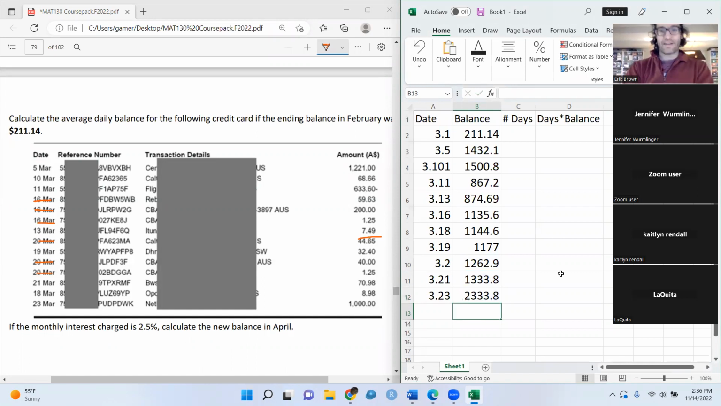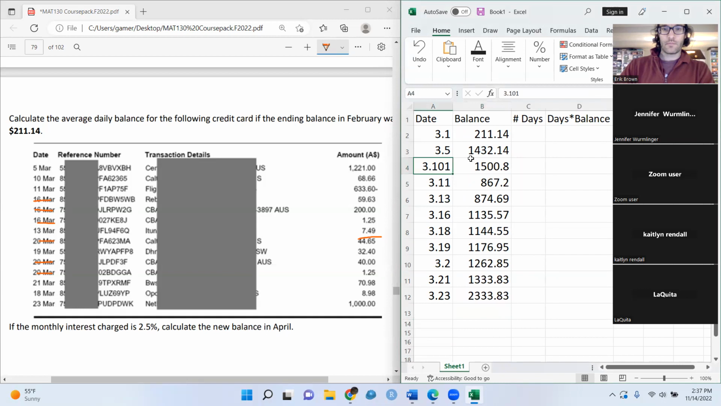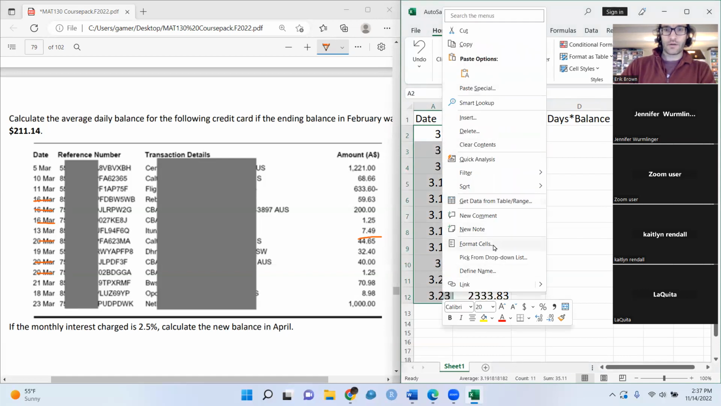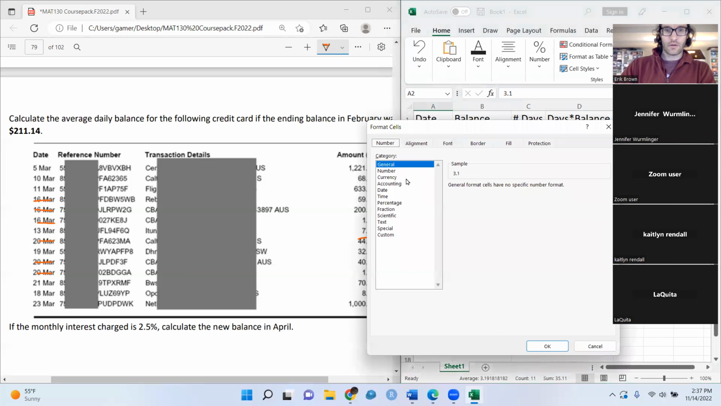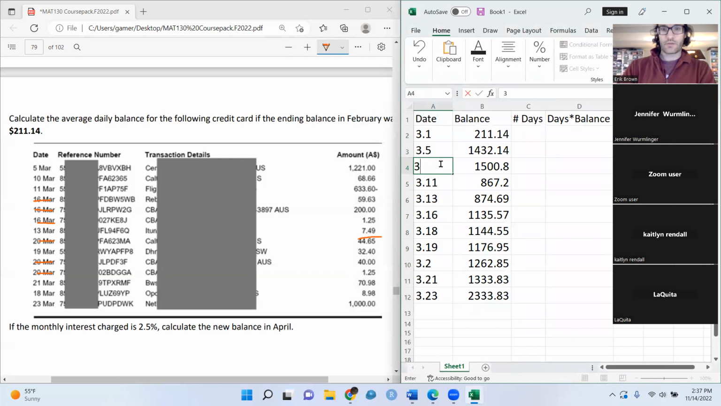Okay, I think we have it. How does everyone feel? These are the account balances on their respective days. Actually, I'm going to fix this so it doesn't do what it's doing. I'm going to format this to make it text. And then we can make this 3.10. There we go. And 3.20. So we know what days they are.